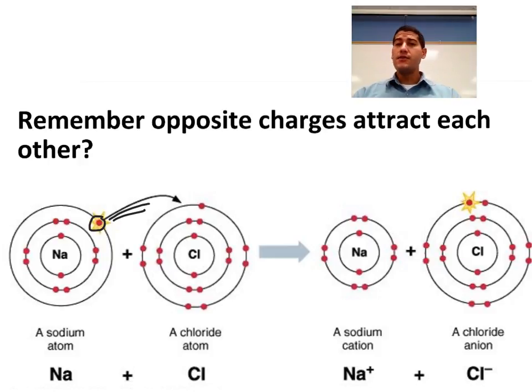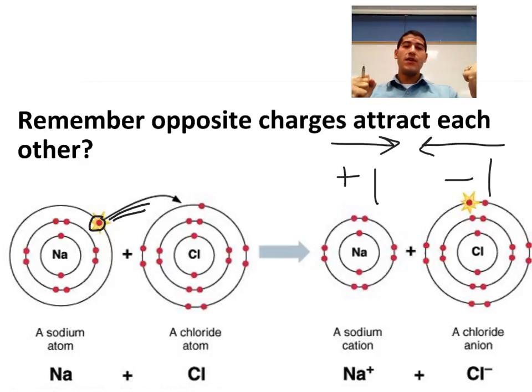In the process of losing an electron, sodium becomes a positive ion with a net charge of +1, and chlorine, because it gains an electron, becomes a negative ion with a net charge of -1. Remember that opposite electrical charges attract each other. These two ions, sodium and chlorine, get pulled together because of their charges. This is called an ionic bond because it's a chemical bond between two ions.